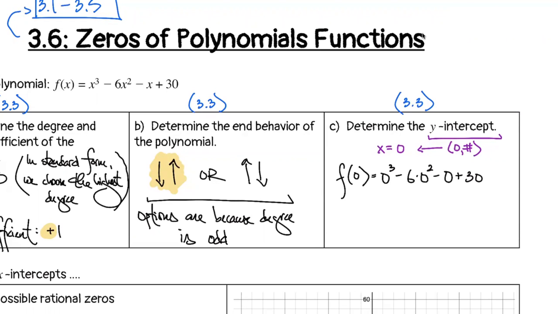And we end up with 30, right? But if all we write is 30, that doesn't answer the question. We want to make sure we write it as the intercept it is. So we would want to write our final answer as 0, comma, 30.